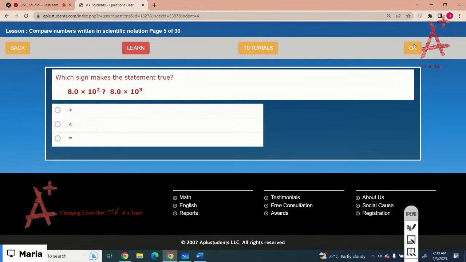Okay, which sign makes the statement true? So which is the correct option? 8 times 10 exponent 2 and 8 times 10 exponent 3. 2 is less than 3. Got it? Just compare their exponents. That means 8.0 times 10 exponent 2 is less than 8.0 times 10 exponent 3. It would be less.